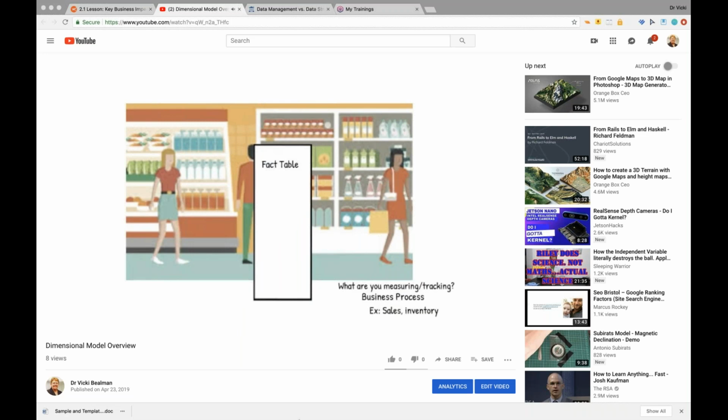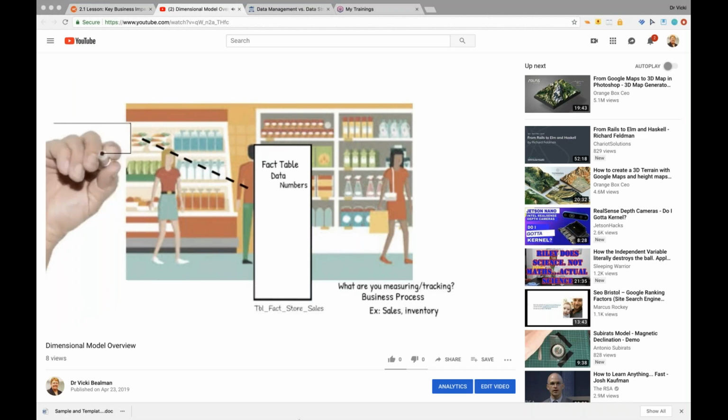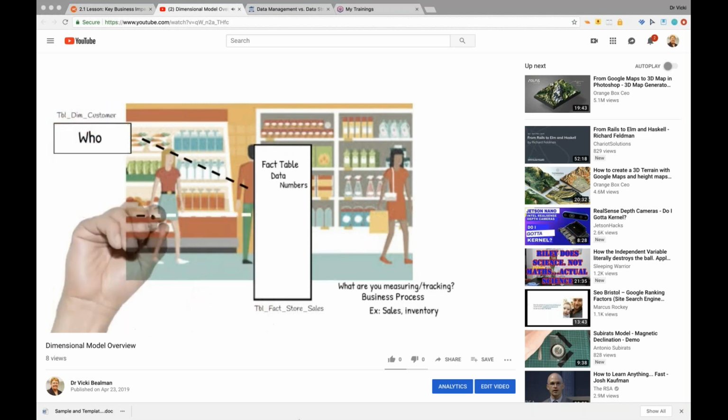The fact table, again, is central to the whole dimensional model. The table is going to include data, and again, the data will be numeric, numbers, and the fact table will have the naming: table, fact, store, sales. Now, let's talk about the who, what, when, where, and how of the store sales. The who question will be answered as a dimension. Who is the who? The who is the customer. Table, dimension, customer.